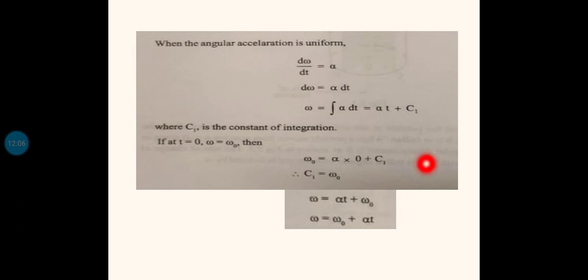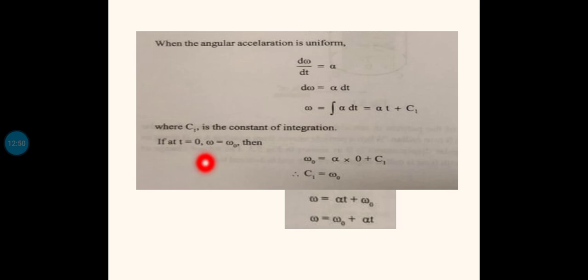Okay, when the angular acceleration is uniform, the rate of change of angular velocity with respect to time is d omega by dt equal to alpha, and d omega equal to alpha dt, and omega equal to, if you integrate both sides, integral d omega and integral alpha dt. Alpha is constant, so integral d omega is omega, and it becomes alpha t plus constant of integration c1. Since it is given that angular acceleration is uniform, alpha is constant, so it can be taken outside the integral. So integral dt is t, so alpha t plus c1, where c1 is the constant of integration.